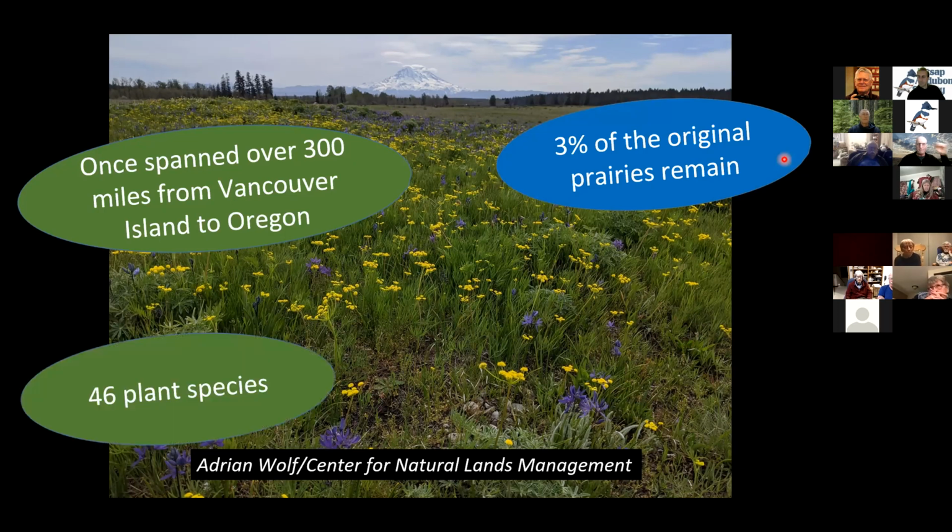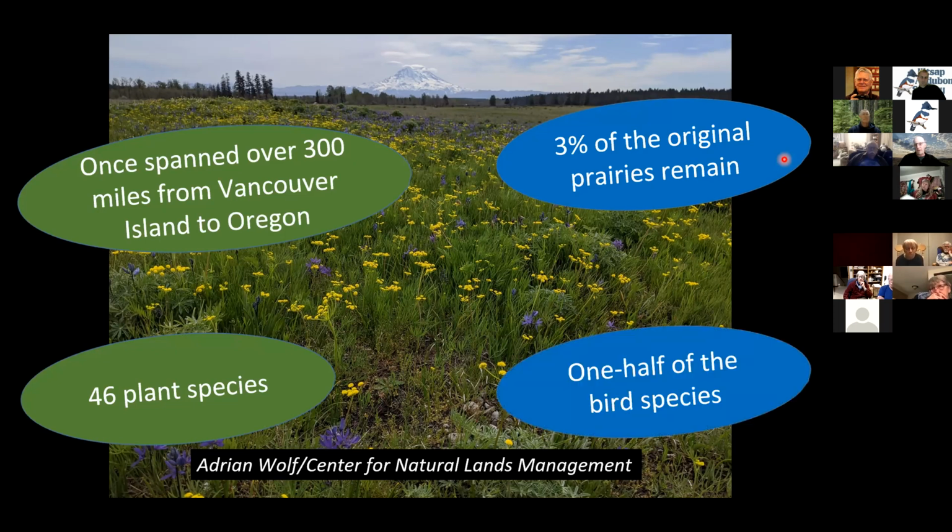For example, last time I checked, there were nearly 50 species of plants that were on various watch lists, threatened and endangered lists, statewide and nationally. So plants have taken a big hit. And also the bird species. Here we are at Kitsap Audubon tonight, and records show that about half of the bird species of the prairies have experienced either population loss, a reduction in their range, or they've been extirpated altogether. They've been made locally extinct.